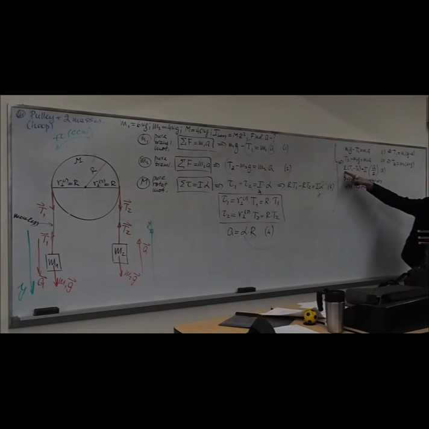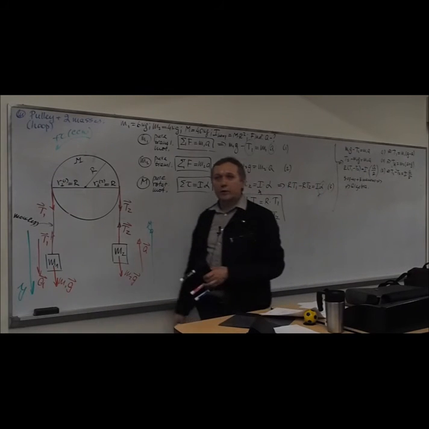And now I will take this R and bring it over here. This R, so I'll have only the difference between tensions, right? So it will be T1 minus T2 equals I A over R squared. So now we'll take this tension, plug it here, this tension plug there, and we'll have one equation with one unknown.